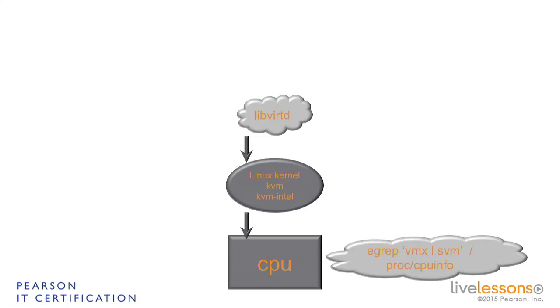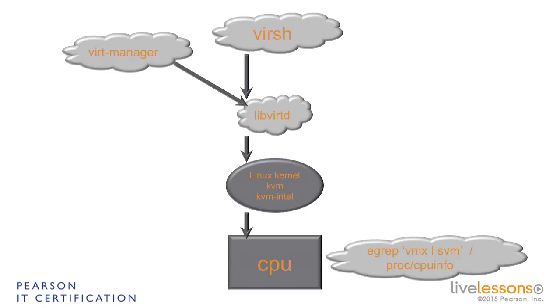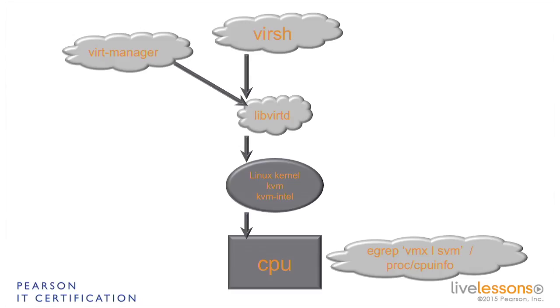Now libvirtd is a generic interface to virtualization that can be used by different management programs. The easiest to use management program is Virt Manager. We will see that in this lesson. It's a graphical user interface that allows you to manage virtual machines in an easy way. There's also virsh, which is the virtualization shell. It is a shell interface that allows you to manage virtual machines in a scripted way. Very easy, very convenient if you have many virtual machines that you want to manage in an automated way.